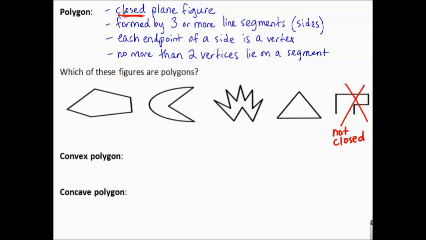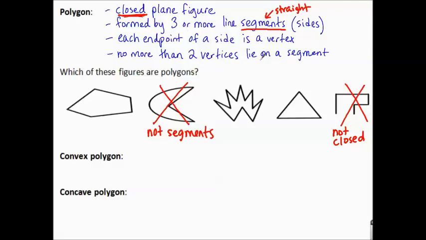What else? A closed plane figure is what we're looking for. None of these other ones are open. Formed by 3 or more line segments. So segments, we want to think of not curvy, straight. Okay, segments are straight, not curvy. So of these pictures that follow, this one is not made up of segments. What else? Each endpoint of a side is a vertex. That's just what it's called. So here's a side. It has a vertex right here.